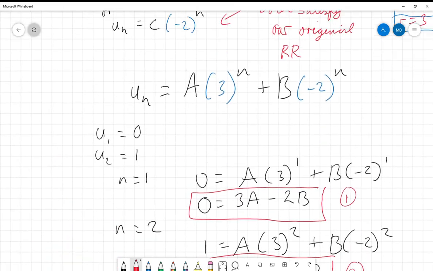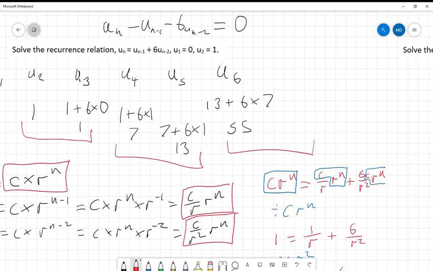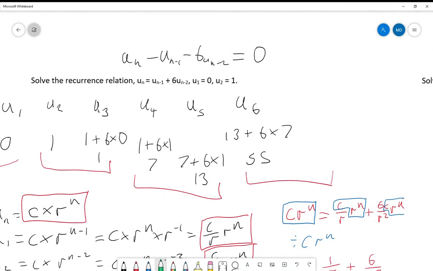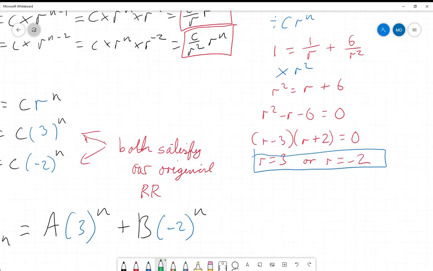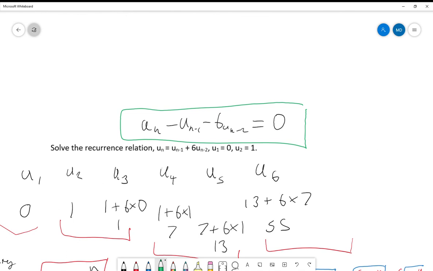Now what I really want you to notice though, and this is really, really important, is how this rearranged form up here compares to this equation here. What I want you to notice is they are almost exactly the same. We end up with r squared minus r minus 6 equals 0. And that's what we solved to get our values of our bases of our powers. But notice the coefficients match exactly.